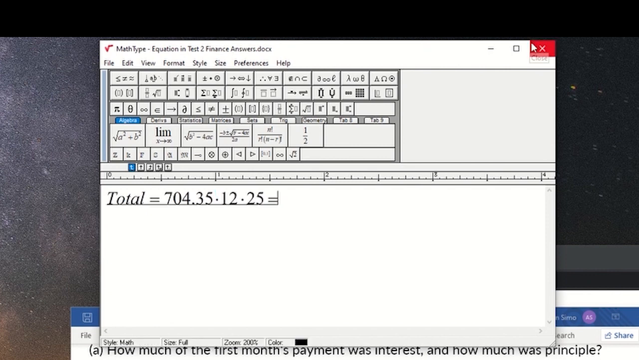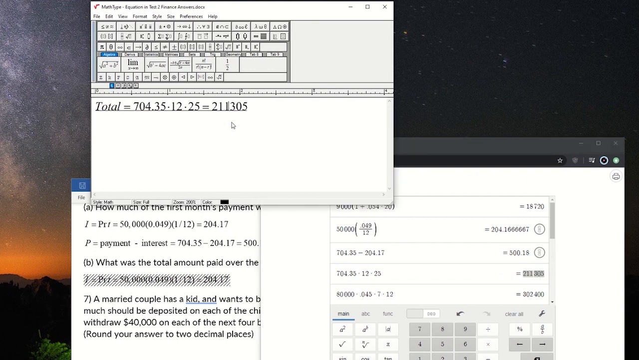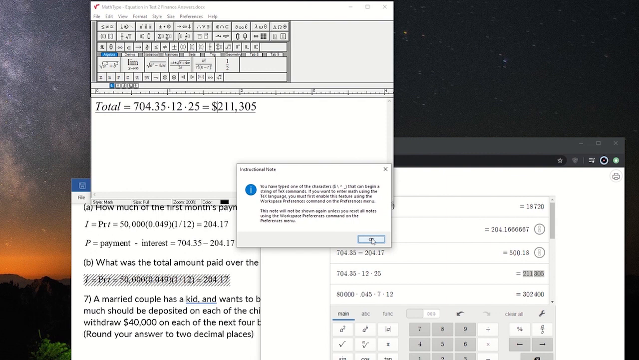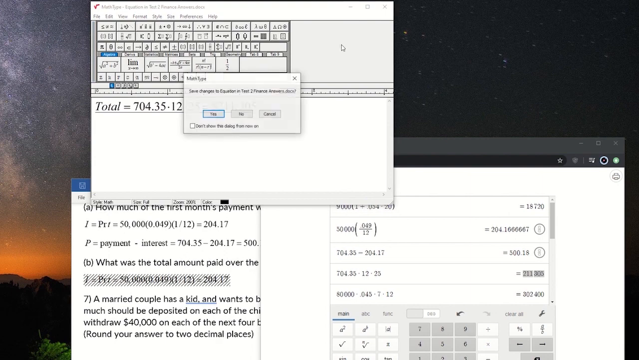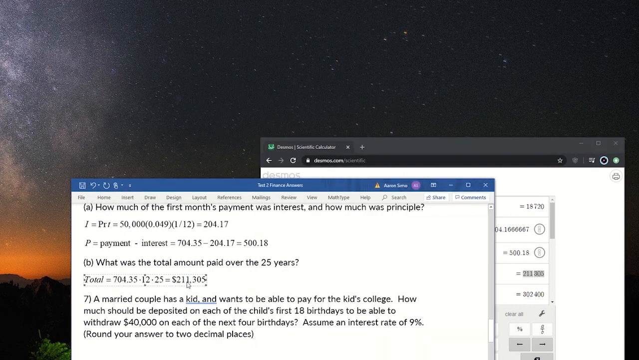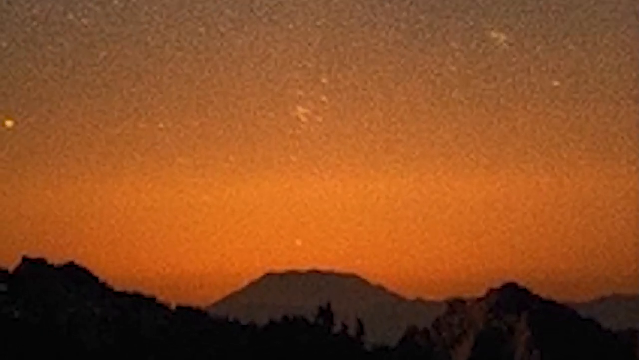Press equals X. Actually, let's get the value. 704. Control C, Control V. Times 12 times what? 25. There we have it. That's a big amount. Control C, Control V, comma. So it looks like we're getting, why am I not putting these in? Can I put a dollar sign? Okay, what's that saying? Cannot, maybe it doesn't work. We'll see. But 211,000, there you go. Press yes. Okay. If you want to change the size of these things, you always can. I'm going to press back. If you wanted to, you can do that.